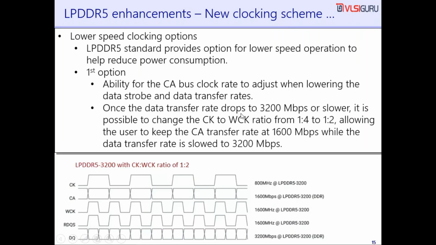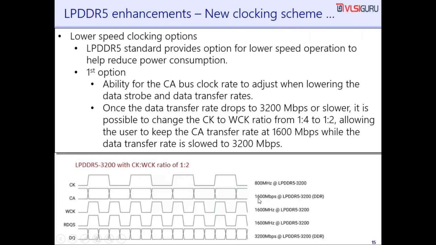Once the data transfer rate drops to 3200 megabits or slower, it is possible to change the CK to WCK ratio from 1:4 to 1:2, allowing the user to keep CA transfer rates at 1600 megabits per second, while data transfer rate is slowed to 3200 megabits per second. I mean, when you don't need the high throughput. So that is also possible, where clock is still running at 800 megahertz.